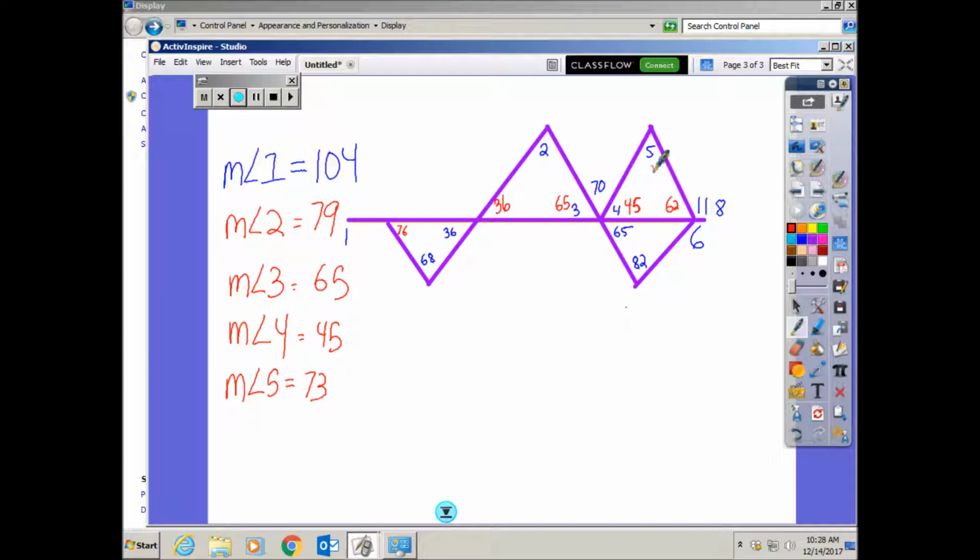Now, to get the measure of angle 6. Angle 6 is exterior to these, right? So the 65 plus the 82 is going to equal the measure of angle 6. What's 65 plus 82? 147. Or I could have done 180 minus 65 minus 82 to get this angle, correct? What is 180 minus 65 minus 82? 33. And then 33 and angle 6 would be 180 degrees because they're a linear pair.